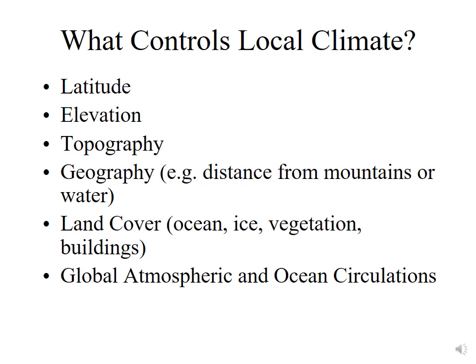And then we also have global atmospheric and ocean circulations. Ocean currents can have a big impact on local climate by transporting either warm water or cold water to a given location.